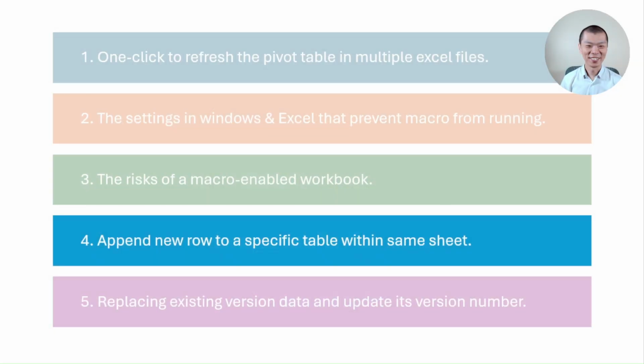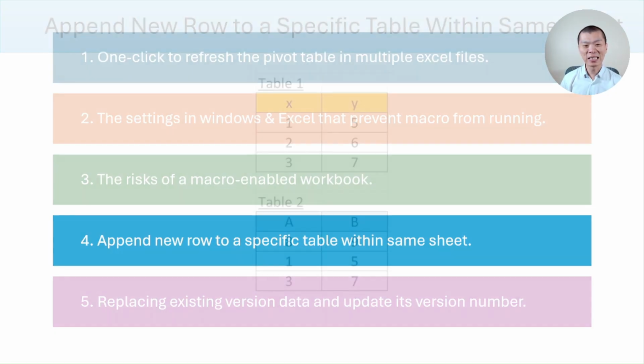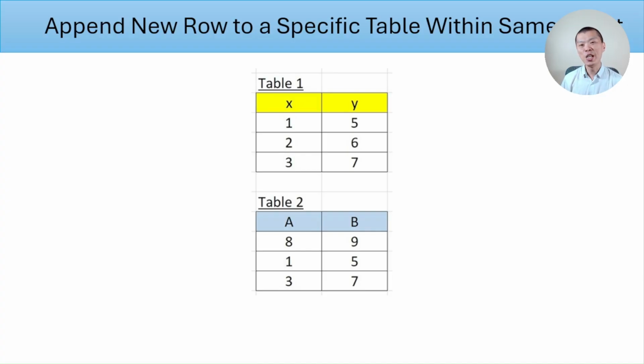Now we are going towards question number 4. In this question, we basically want to append a new row between two tables. Whenever we are appending a row, I need to push the table at the bottom downwards. So I'm going to demonstrate the end result here and let you see the thinking process.